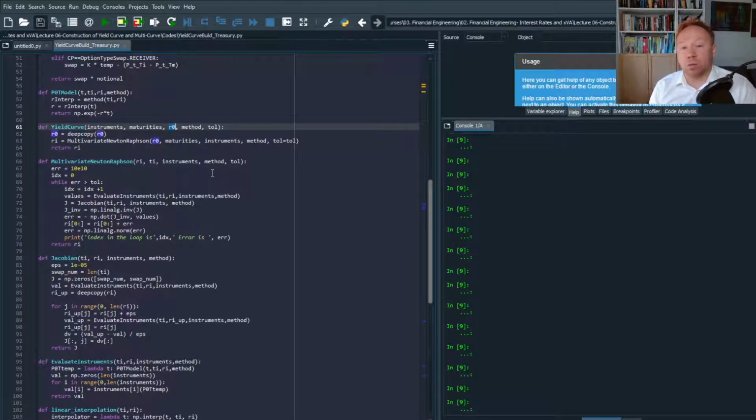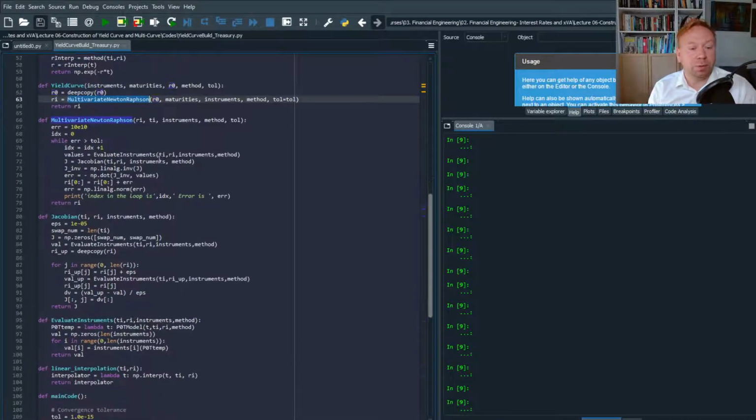Maybe it will actually converge better. We will get better convergence because that will be a closer guess. But the intention is that we always start with some initial guess that we fix ourselves. Okay, a multivariate Newton-Raphson.